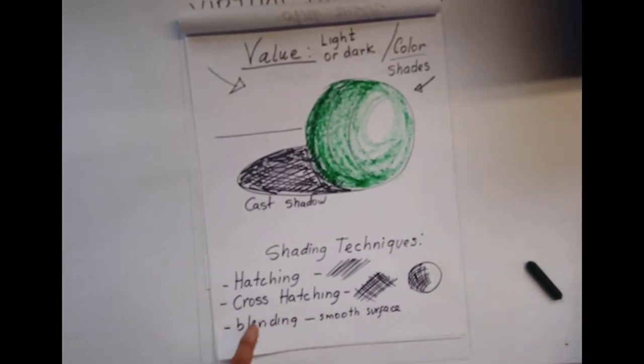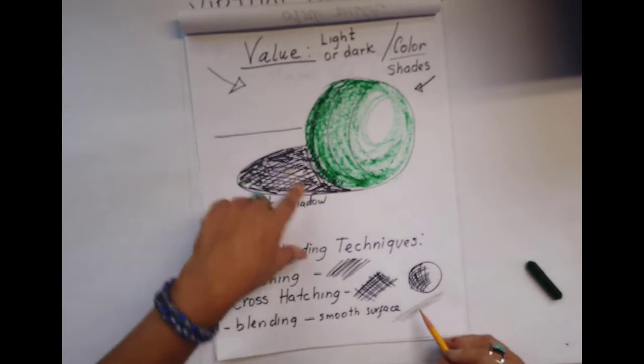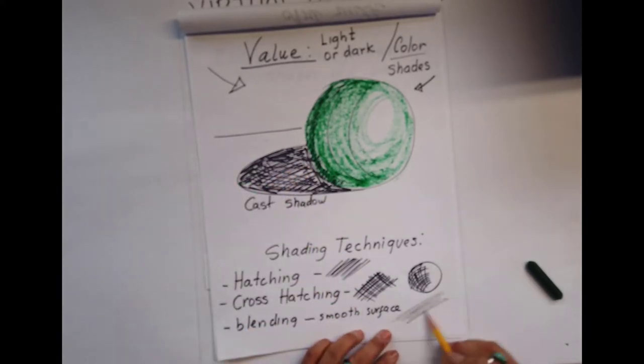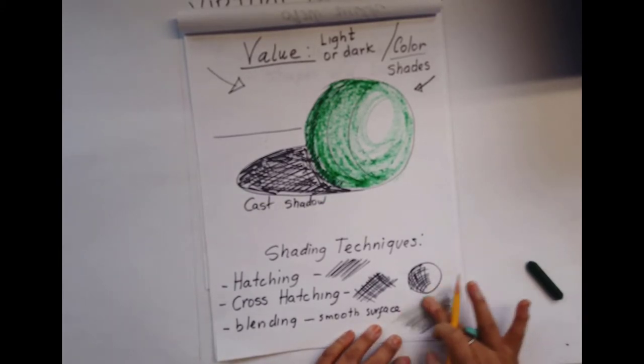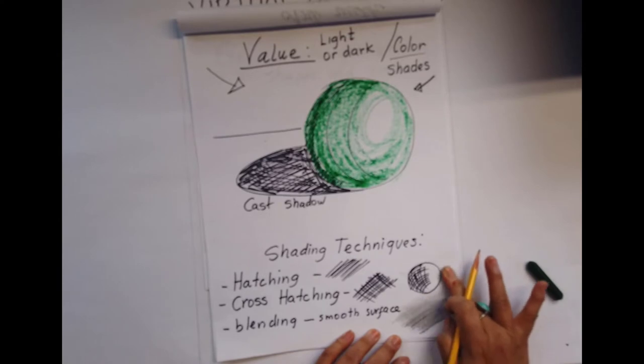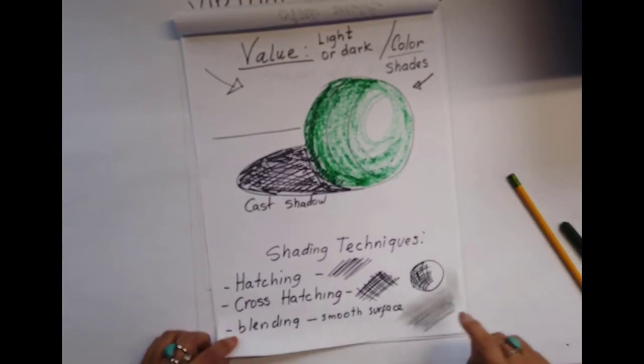I really love blending, and this is one that we use so much. We can do it on a scale of value. That means I'm doing lighter, darker, and darker. And when we do it with the blender, we blend, and that gets a small surface. So this is one of my favorite techniques, I think you will like it too, for drawing faces.